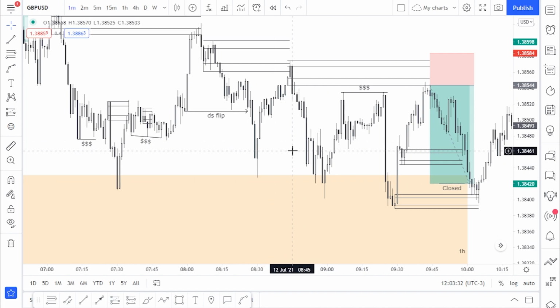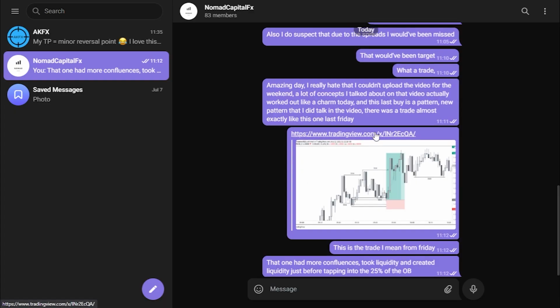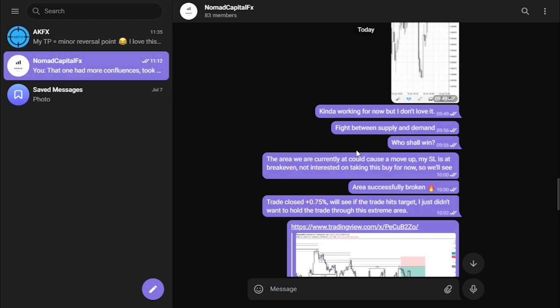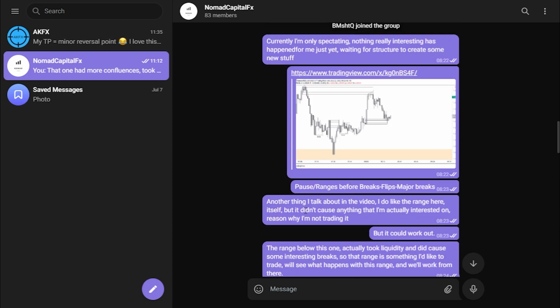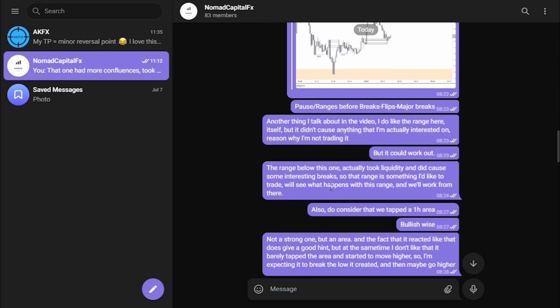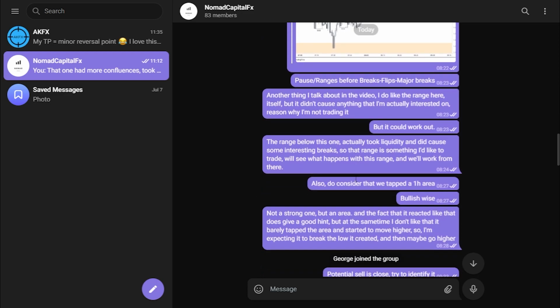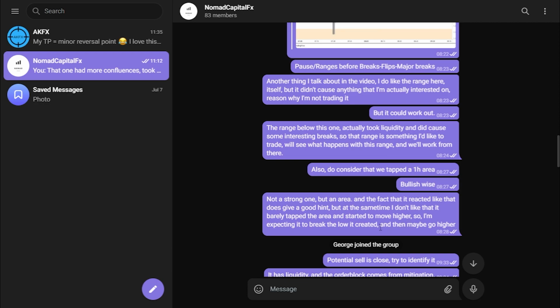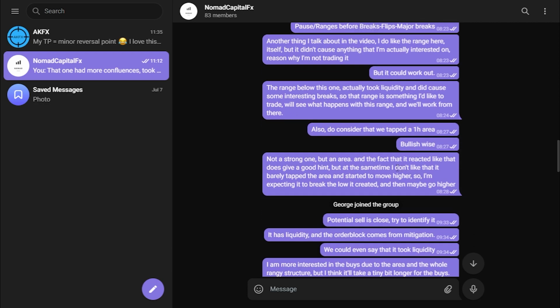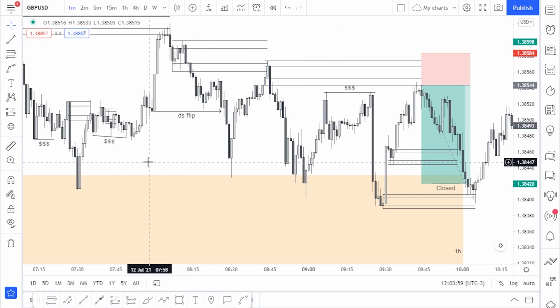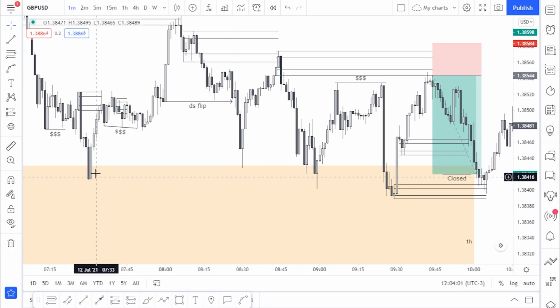I did say that I thought price could easily break the lows, as we, let me see here. Another thing I talk about in the video is the range below this one. Okay, here. I don't like that it barely tapped the area and started to move higher, so I'm expecting it to break the low it created and then maybe go higher. That's basically what I said on Telegram, which is when this low was created.